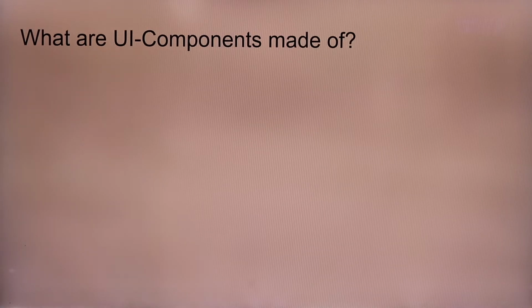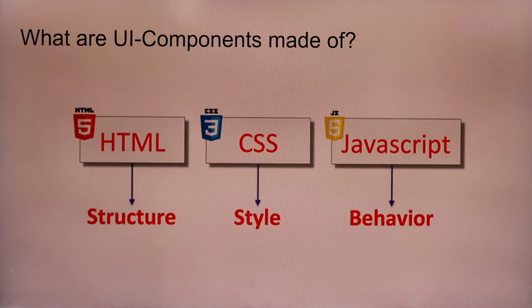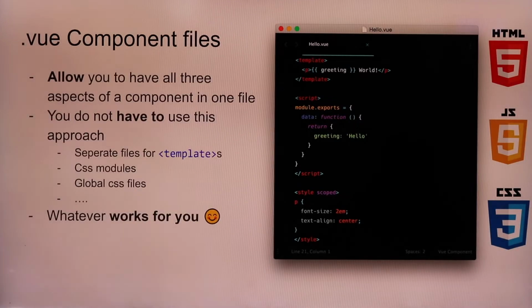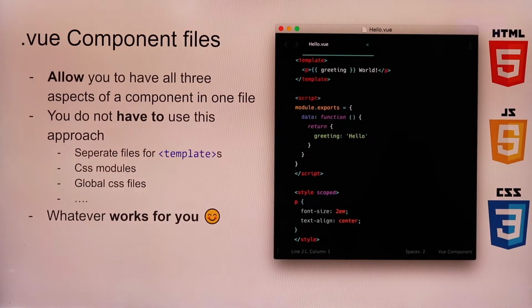What then are components made of, or what are components concerned with? Well, in Vue.js, they are concerned with the three major dimensions that we have in every web application. That is structure, which is done using HTML, style, done in CSS, and behavior, JavaScript. And that reflects onto these Vue component files that we were just seeing, where we have one part of the file for each of these aspects.